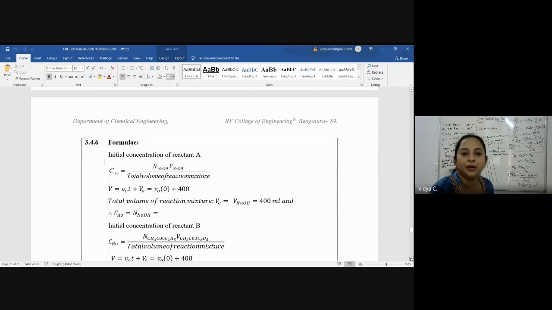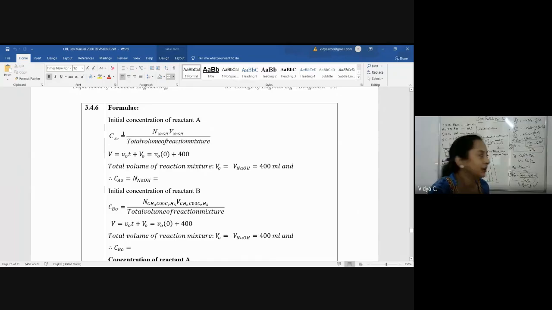See here, Ca naught, how do we find it? Actually, what is Ca naught? As soon as you start the stopwatch, t is equal to 0. Whatever is there in the reaction mixture at that point gives Ca naught. That is the Ca naught value. So it is N into V of NaOH by the total volume of reaction mixture.